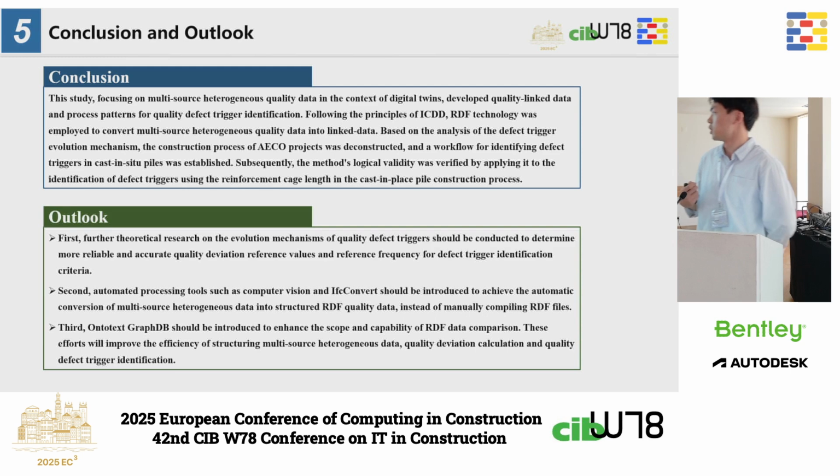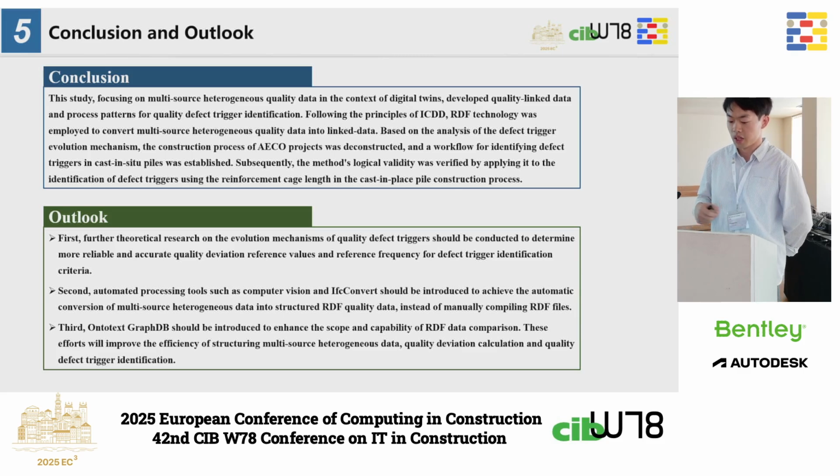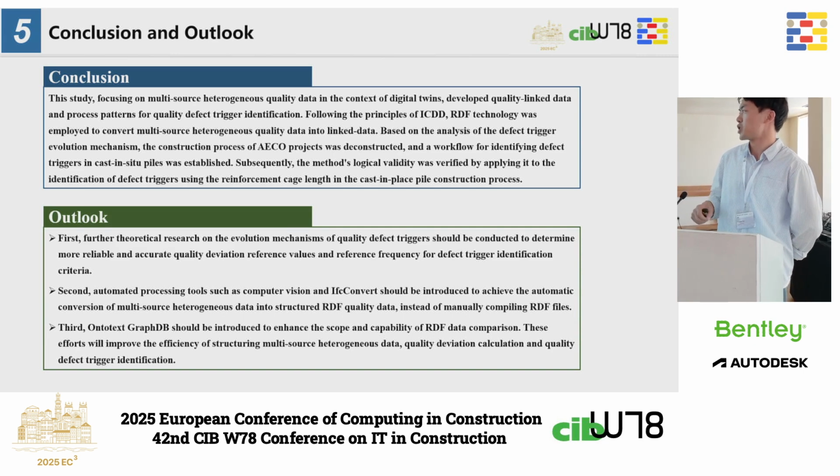The second is automated processing tools such as computer vision and the IFC converter should be introduced to achieve the automatic conversion of multi-source heterogeneous data into structured RDF quality data instead of manually compiling RDF files. The third is GraphDB, the graph database, should be introduced to enhance the scope and comparability of RDF data comparison. This effort will improve the efficiency of structuring multi-source heterogeneous data, quality deviation calculation, and quality defect trigger identification.